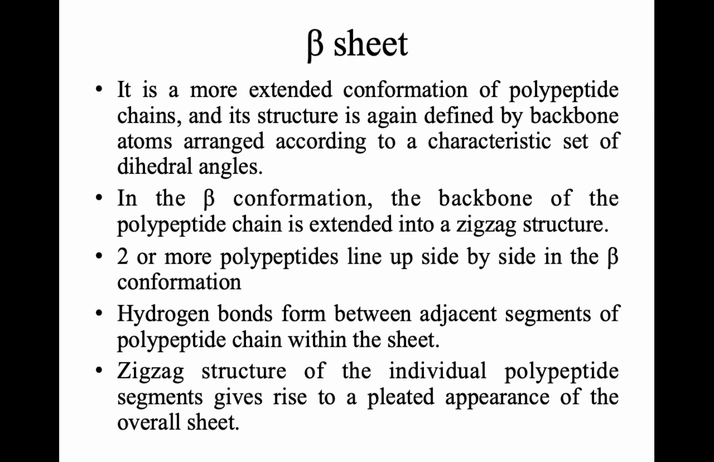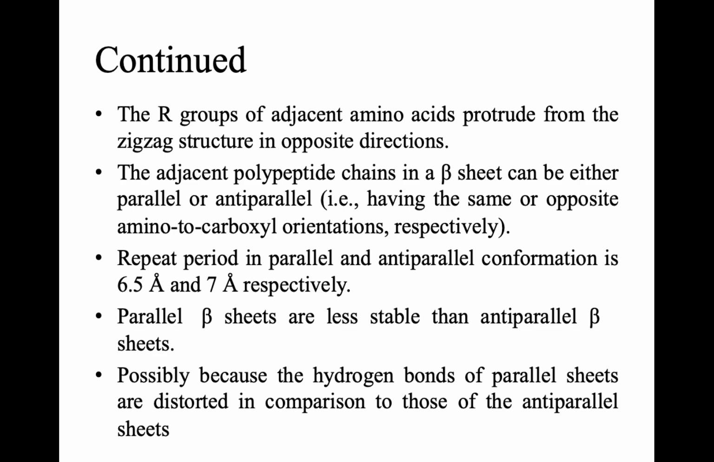In the beta sheet, the zigzag structure of the individual polypeptide segments gives rise to the pleated appearance of the overall sheet, and that's why it is also called the beta pleated sheet. The side chains of the amino acid residues in the beta sheet protrude outwards in opposite directions. The polypeptide chains in the beta sheet can be parallel or anti-parallel.